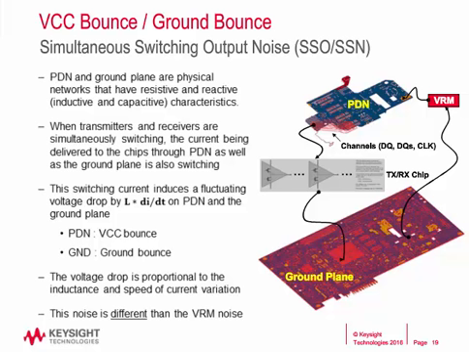The induced voltage drop on PDN is called VCC bounce, and ground bounce for the ground plane. The noise voltage value is basically proportional to the inductance and the speed of the current variation. This type of noise is also known as simultaneous switching output noise, SSO or SSN. By the way, this noise is different from the VRM noise, which is typically low frequency noise.